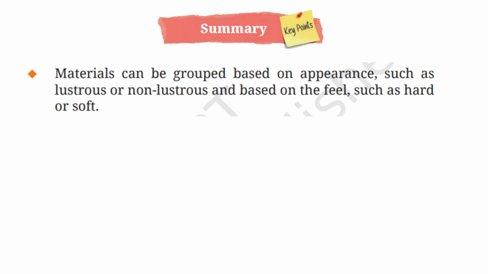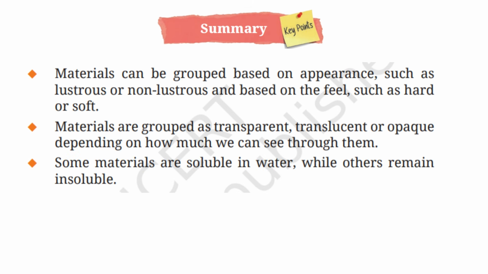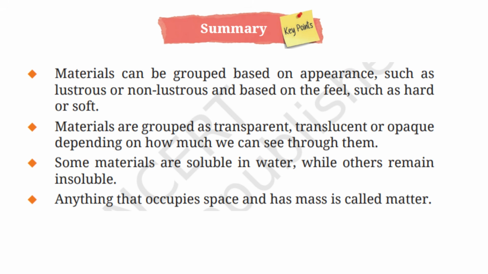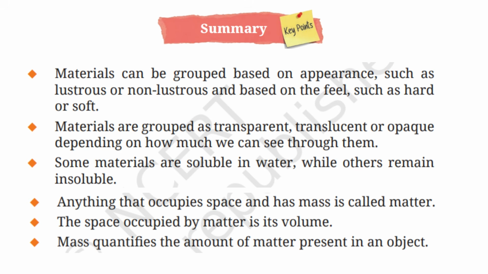Materials can be grouped based on appearance, such as lustrous or non lustrous, and based on the feel, such as hard or soft. Materials are grouped as transparent, translucent, or opaque depending on how much we can see through them. Some materials are soluble in water while others remain insoluble. Anything that occupies space and has mass is called matter. The space occupied by matter is its volume, and mass quantifies the amount of matter present in an object.